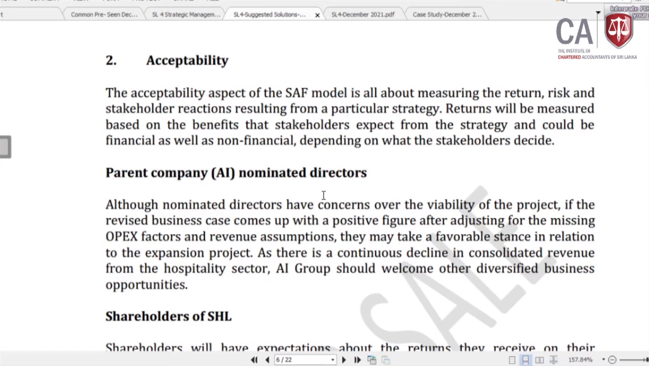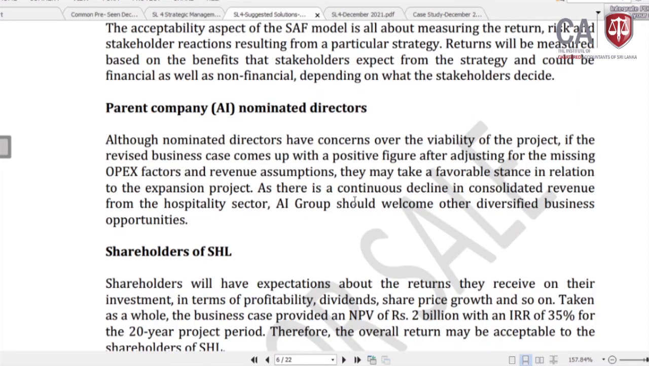The accessibility aspect of the SAFE model is all about measuring the return, risk and shareholder reaction resulting from a particular strategy. Return will be measured based on the benefit the stakeholders expect from the strategy and could be financial as well as non-financial, depending on what the stakeholders decide. That is the introductory para.